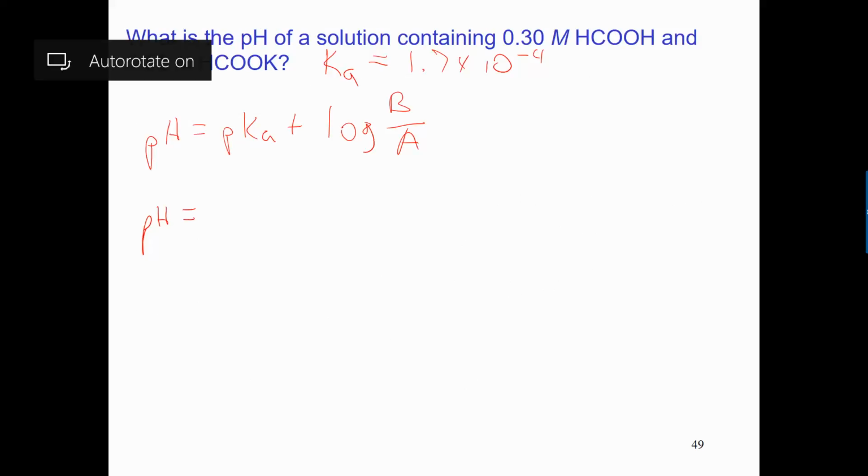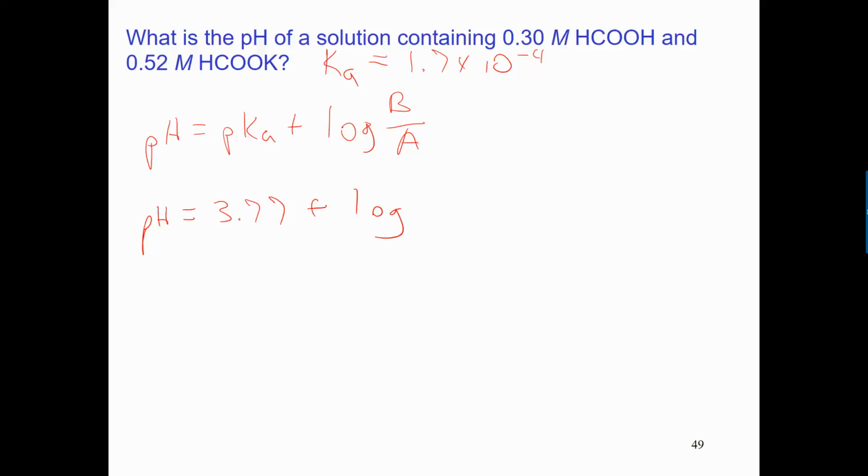Okay. So the pH equals the pKa plus the log of the base over the acid. So you'll often be given a Ka, and you'll need to convert it from Ka to pKa. And that'll be 3.77, by taking the negative log of the Ka, plus the log of the base concentration. Which one's the base? The one with less hydrogens is the base. The one with more hydrogens is the hydrogen donor, the acid.